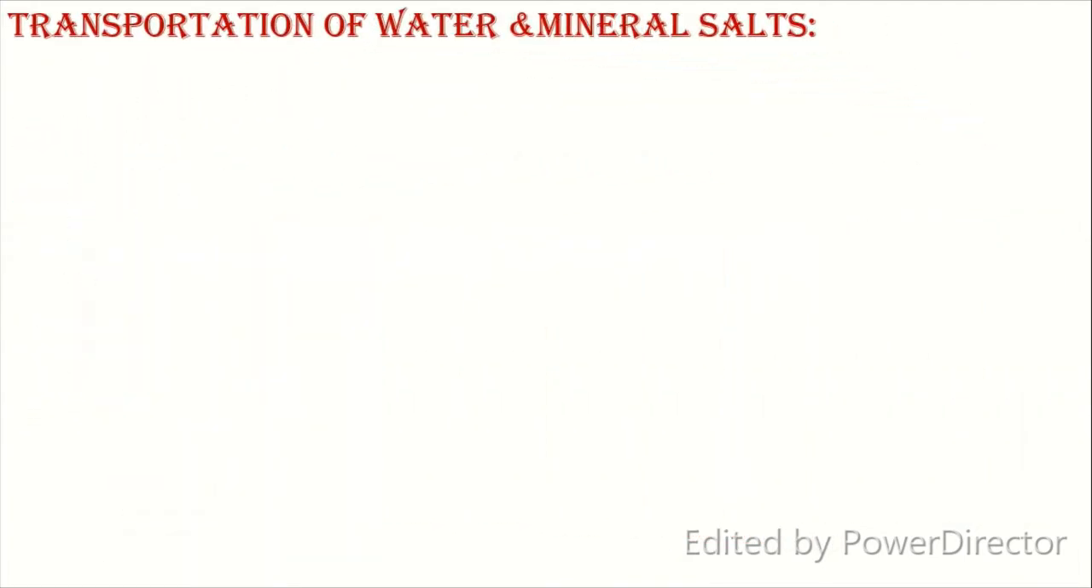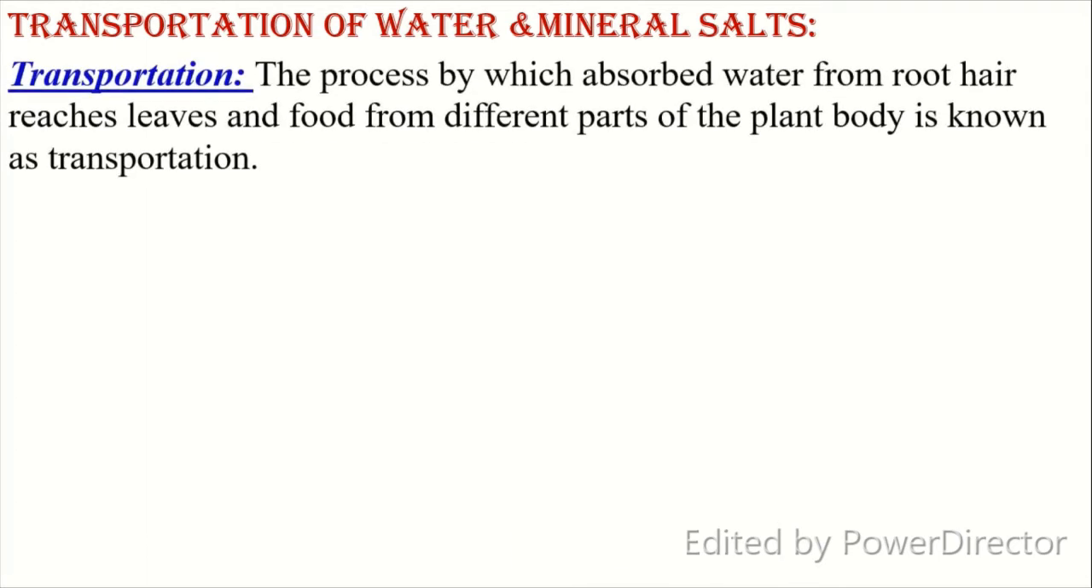Now let's see the transportation of water and mineral salt. We already know that plants absorb water and mineral salts from the soil through the root hair of the root. This water and solution of mineral salt must reach the leaves, because leaves mainly use them as raw materials for the manufacturing of food during photosynthesis. Again, the leaves send manufactured food to the stem and branches. Transportation of water and mineral salt in plants is called translocation in plants.